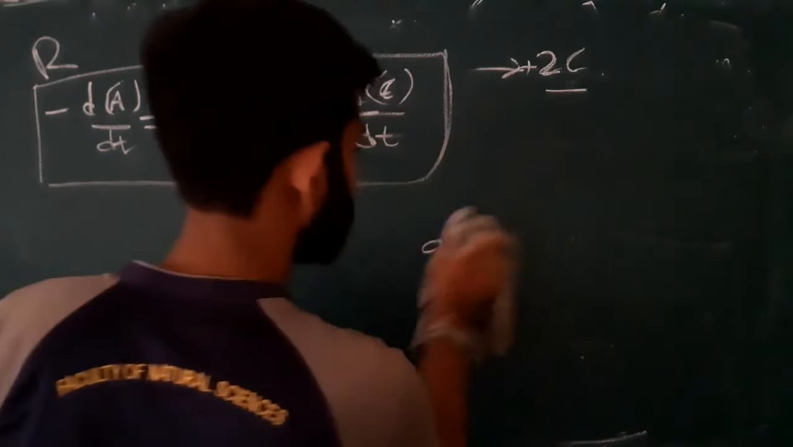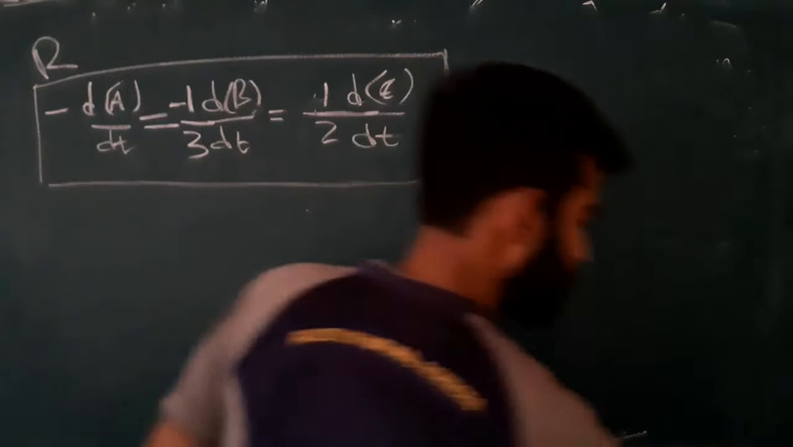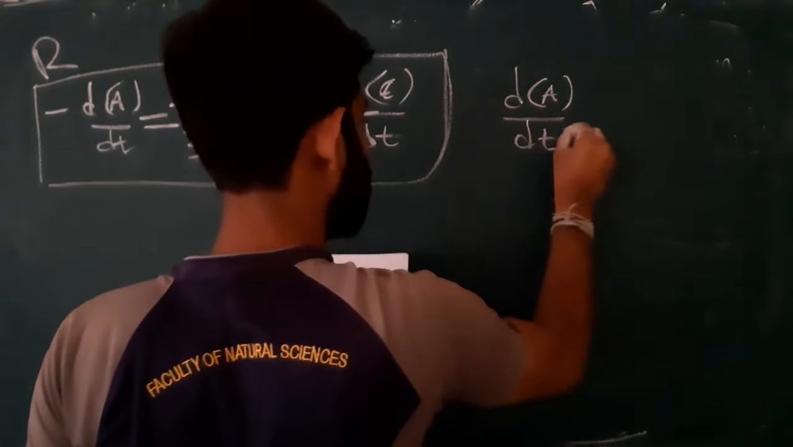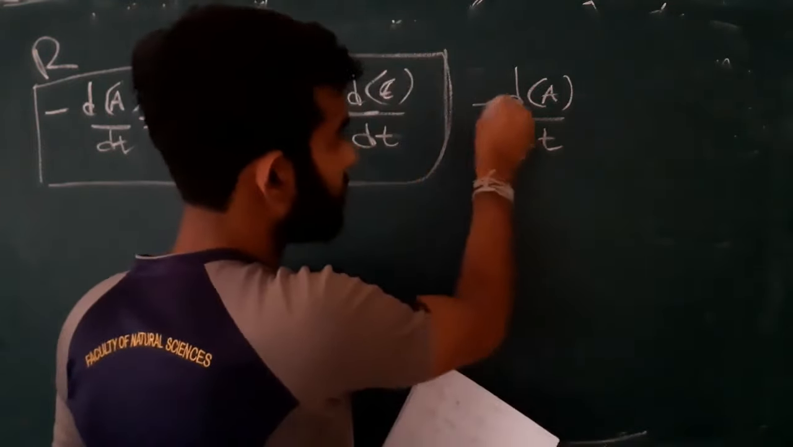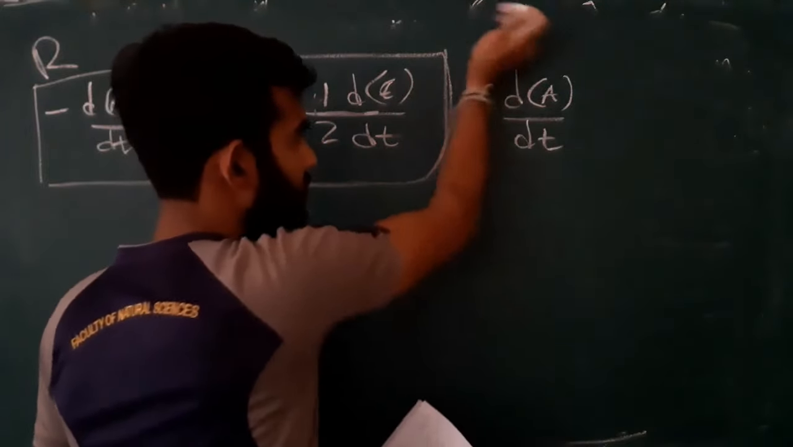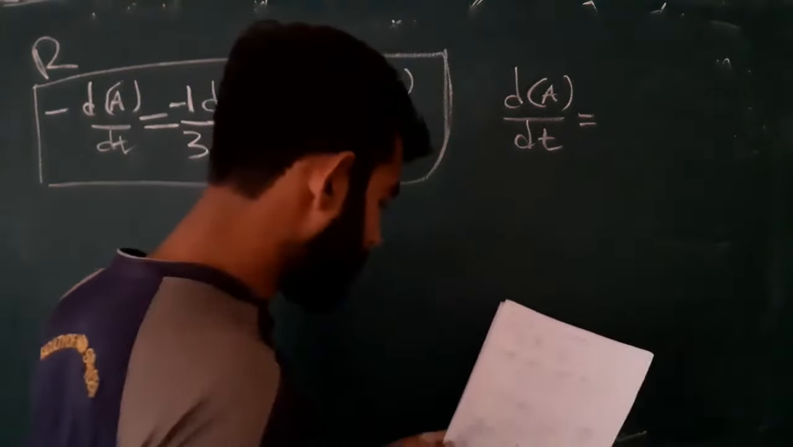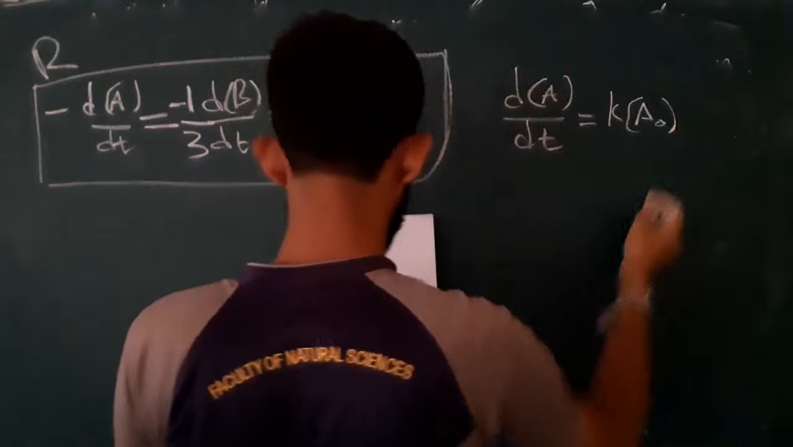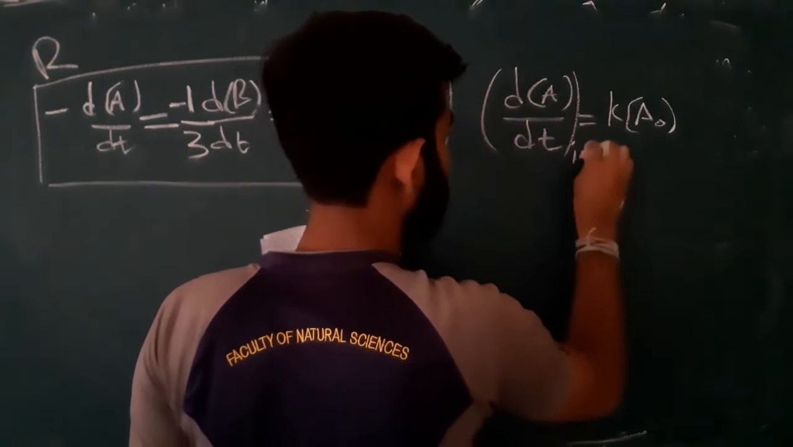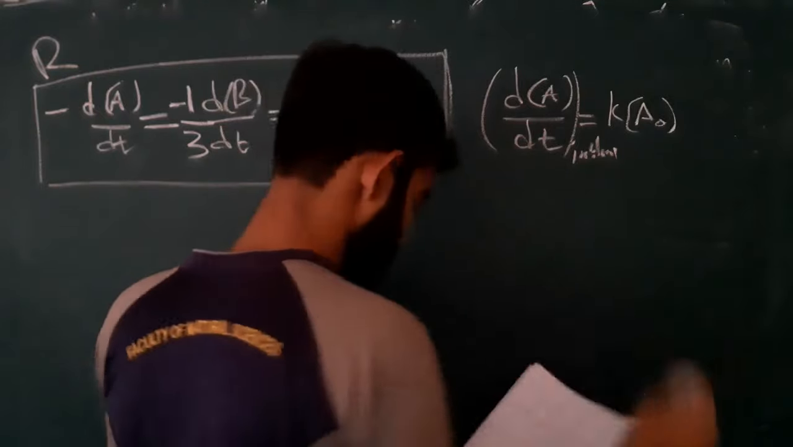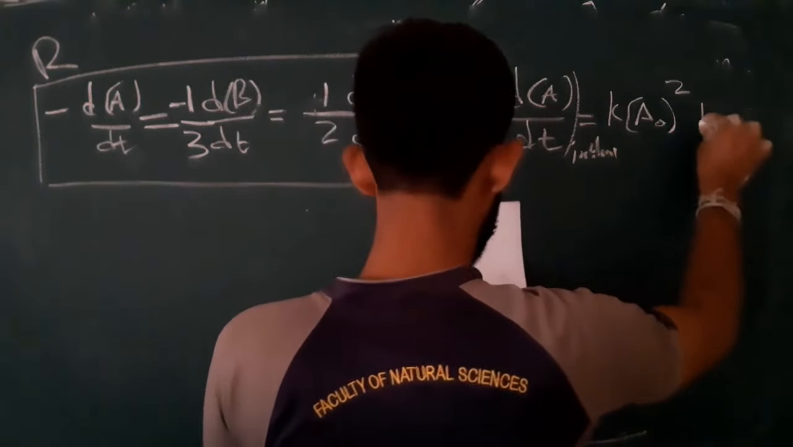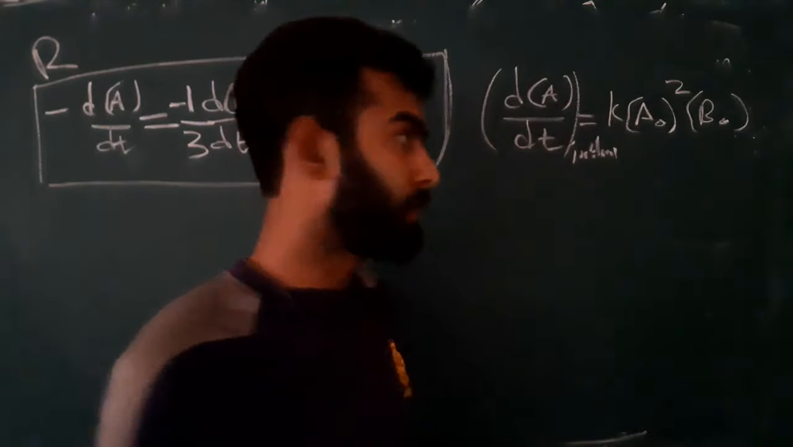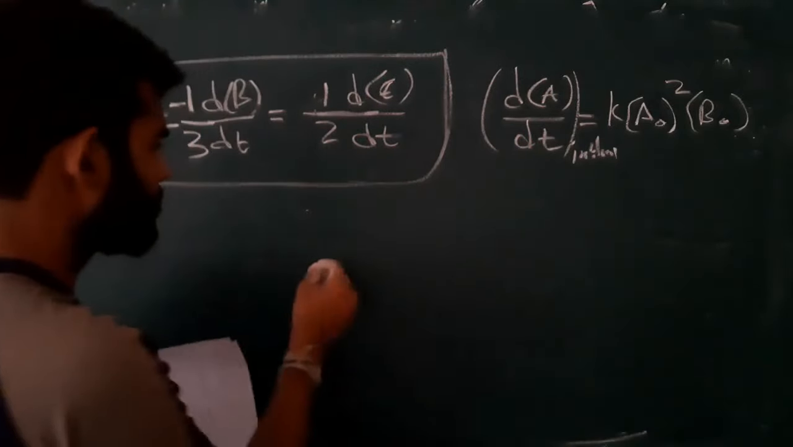In the next question there is an equation for dA over dt. In the question they have not given that this is negative, so we consider only their given expression: dA over dt is equal to k A naught squared B naught. Here they mention the initial concentrations, and they ask to write down the log form of this expression. For the log form, we have to apply logarithms.